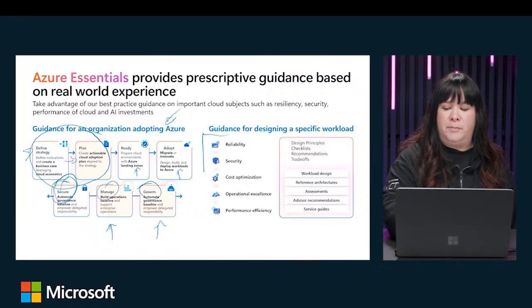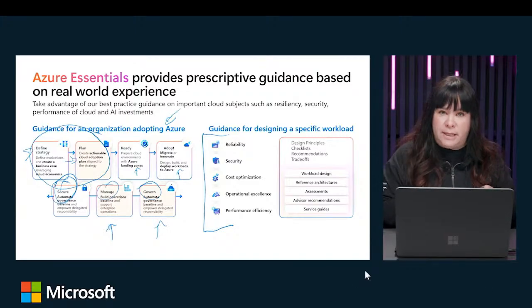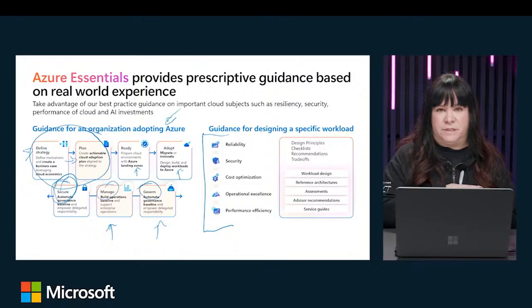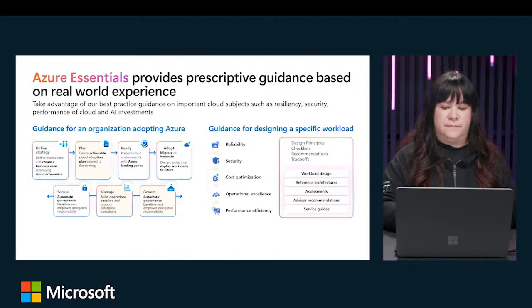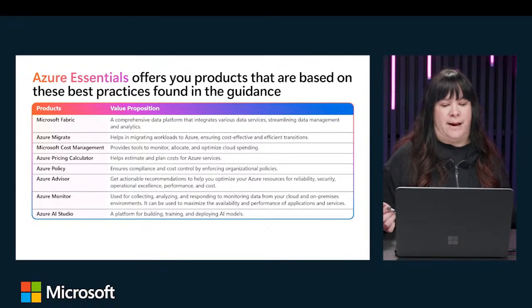So here are the key components when we look at a specific workload. You've got your 5 pillars: reliability, security, cost optimization, operational excellence, and performance efficiency. You'll hear those 5 topics a lot when we talk about working with our frameworks. So Azure Essentials offers you many products that you can use that are based on these best practices.